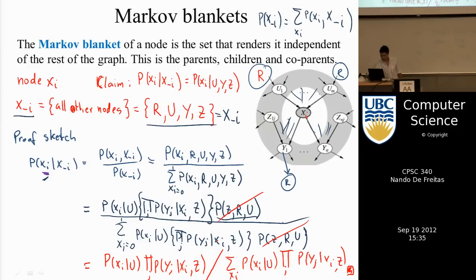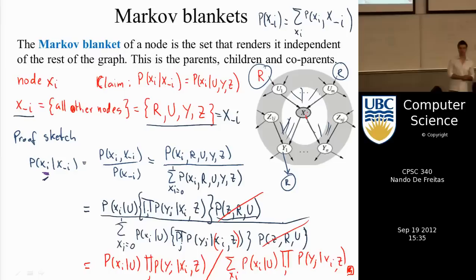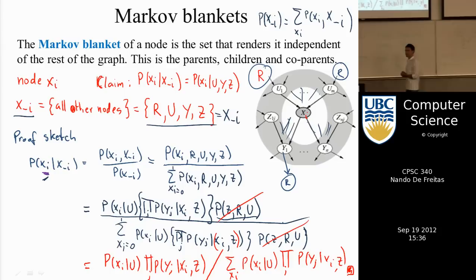The given operator has precedence. So it's the probability of yj given both xi and z. And that's it. That's the proof. Quite simple. It took people a decade or so to figure this out.